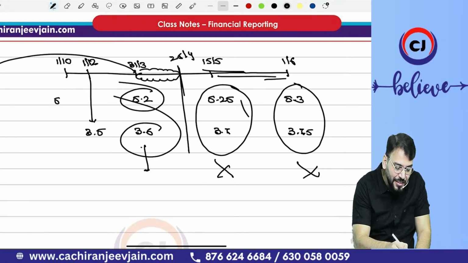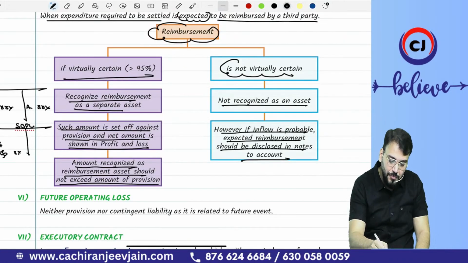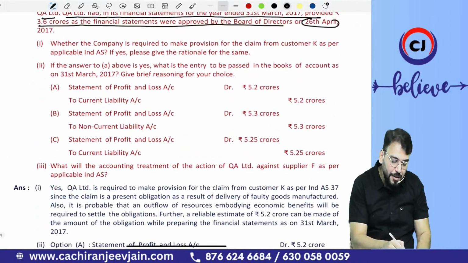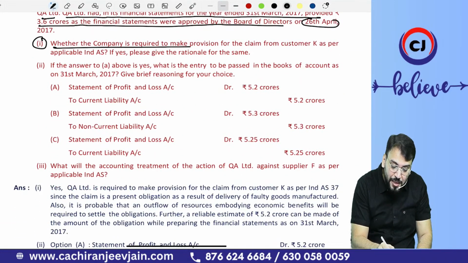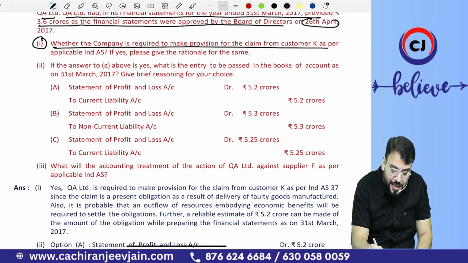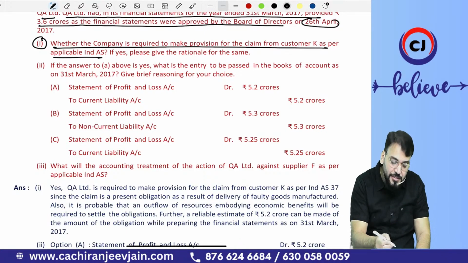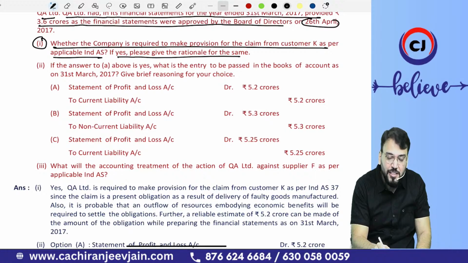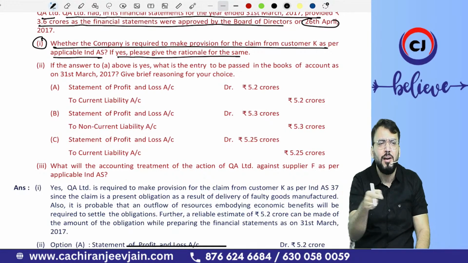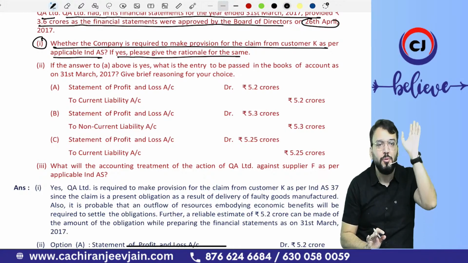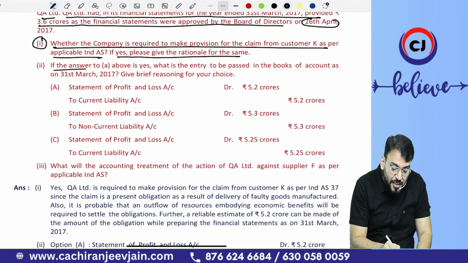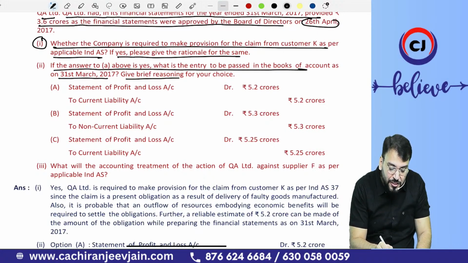Now if you want to read the answer, read it. Solution. What they have asked: whether the company is required to make a provision for the claim from customer K as per the applicable standard. Yes. If yes, please give the rationale. Rewrite: present obligation arising from a past event, outflow is probable and the amount can be estimated. Therefore, we will create a provision. If the answer to A is yes, what is the entry to pass in the books of account as on 31st March 2017? Give brief reasoning for your answer.